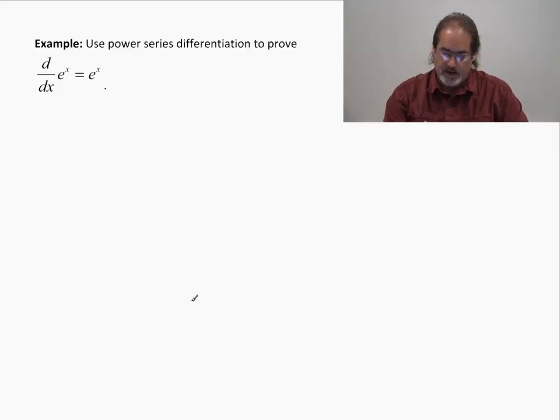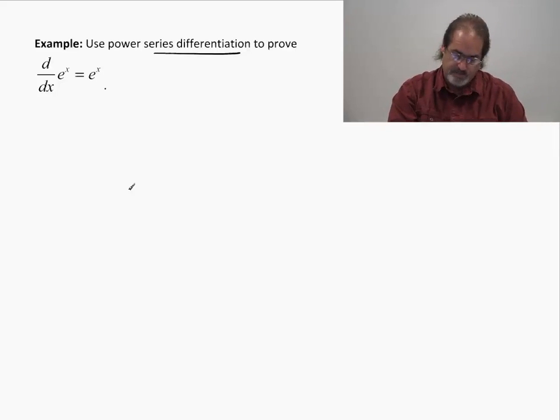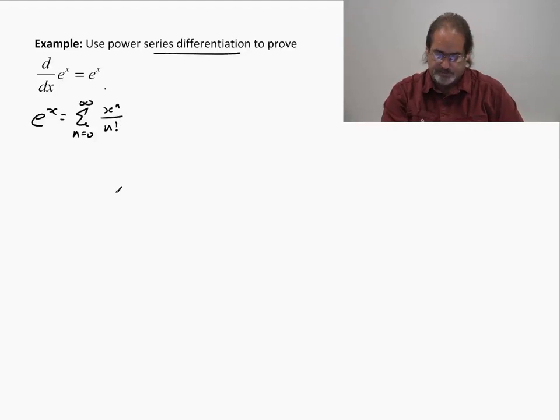All right, let's use power series differentiation to prove that the first derivative of e to the x actually is e to the x. Now, the power series for e to the x is equal to the sum, n equals 0 to infinity, of x to the n over n factorial. That is e to the x.